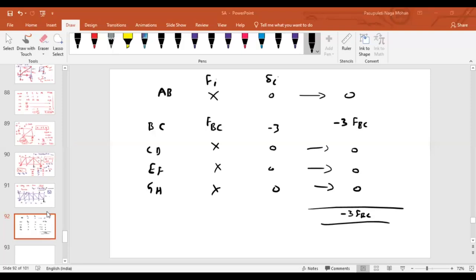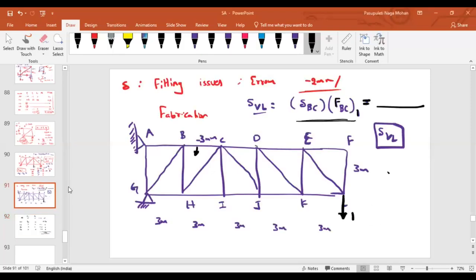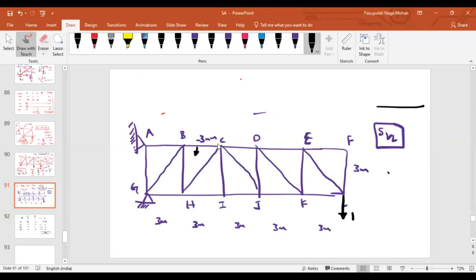What is my question? The question is clear, right? I have to find out the vertical deflection at point L. So if I want to find the vertical deflection at L, where do we have to apply the unit load? We have to apply the unit load at L, and as I want the vertical deflection, I will apply it along the vertical direction.